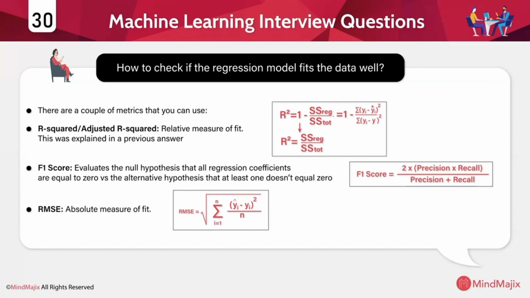The absolute measure of fit is based upon the RMSE, root mean square error. That is the full form of RMSE. So these are the answers. Basically, this question also comes at the intermediate level. It doesn't look very advanced or very basic. It comes at the intermediate level because once you clear all the concepts related to linear regression or basic things related to machine learning, then they can ask you this type of question.